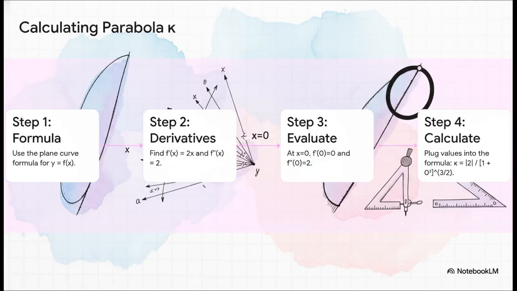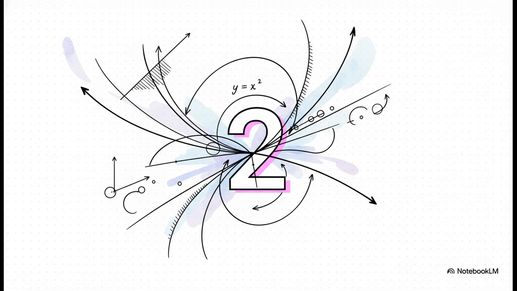Since this is a simple y equals function, we get to use that second, easier formula. For step 2, we find the derivatives. The first derivative, f prime, is 2x, and the second derivative, f double prime, is just the constant 2. In step 3, we plug in our target point, x equals 0. After that, it's just a matter of plugging those numbers into the formula in step 4, and it all simplifies right down to our answer. So at its very tightest point, the vertex, the parabola y equals x squared has a curvature of exactly 2. That is the point of maximum bend for this curve.